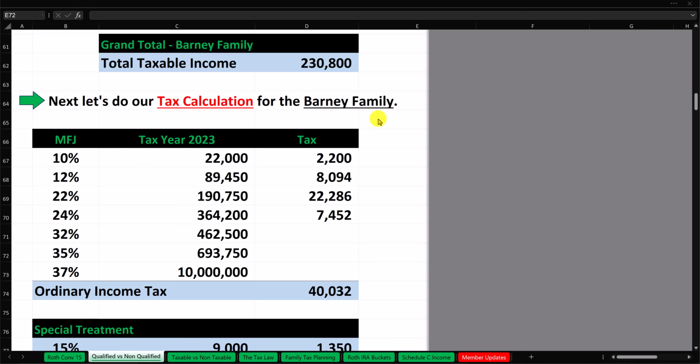All right, next let's do the tax calculation for the Barney family. So we're going to go to our ordinary income tax brackets, and as you recall, the first $22,000 is taxed at 10%, resulting in $2,200 of tax. In the next bracket we have $89,450 minus $22,000 multiplied by 12% gives us $8,094. Let me double click on that and you can see it's this number minus this number multiplied by the percentage applicable to that bracket. Same thing in the next bracket. We have the $197,500 minus the $89,450 multiplied by 22%. Let me click on that and you can see it's this number minus this number right here multiplied by the rate applicable to that bracket.